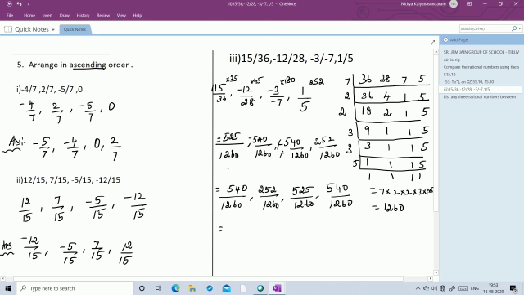So minus 540 by 1260 belongs to minus 12 by 28. Then 252 by 1260 belongs to 1 by 5, 525 is 15 by 36. Then 540 belongs to minus 3 by minus 7. Both negative means it should be positive. So the answer is minus 12 by 28, 1 by 5, 15 by 36, minus 3 by minus 7.